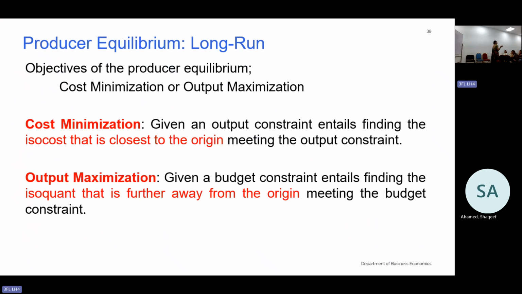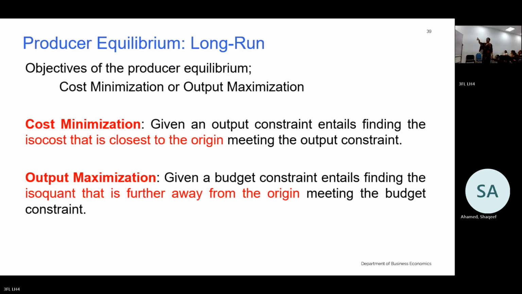So, as a producer, do you like to maximize or minimize the quantity? Increase or decrease? To increase. So, as a rational producer, you would like to maximize the output. But can you maximize the output indefinitely? No. You have to maximize the output subject to your cost.